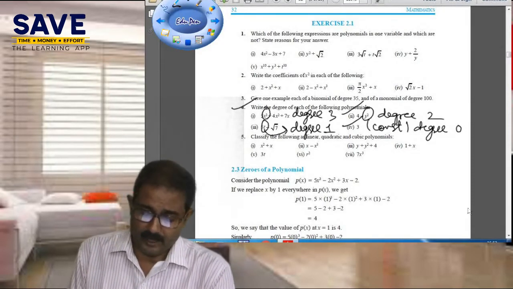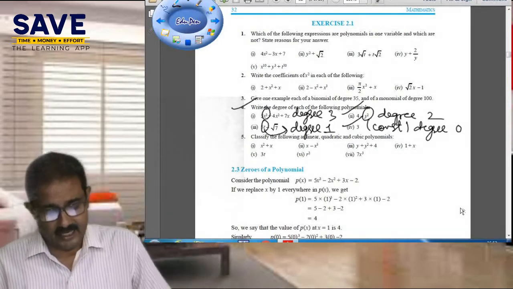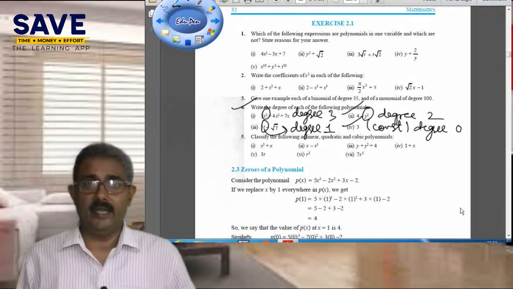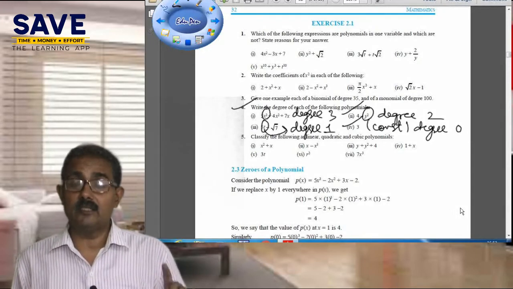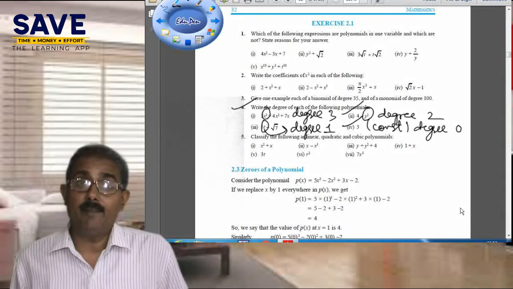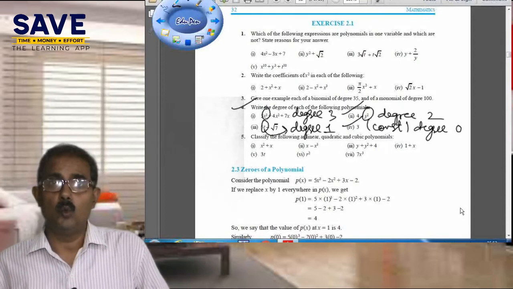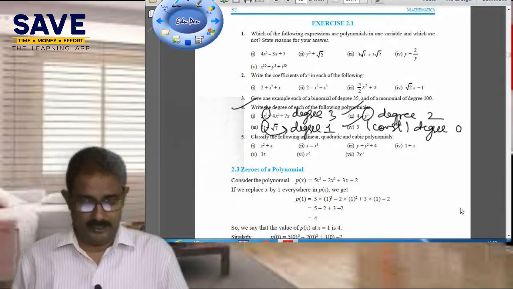Now in the fifth part of this exercise you have to classify the following equation as linear, quadratic और cubic. Linear means that polynomial which has a degree 1. Quadratic means the polynomial which has the degree 2 and the cubic is that polynomial which has a degree 3.